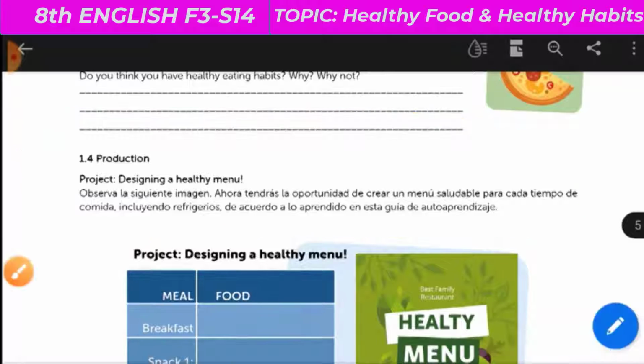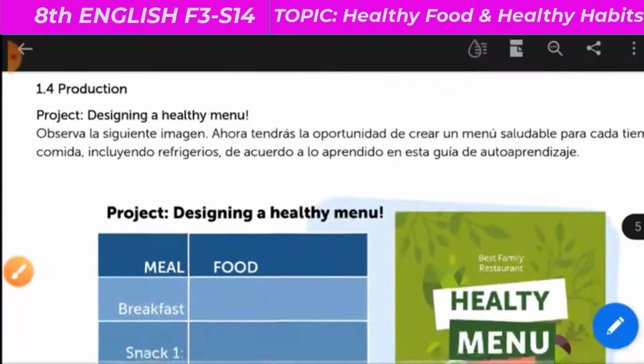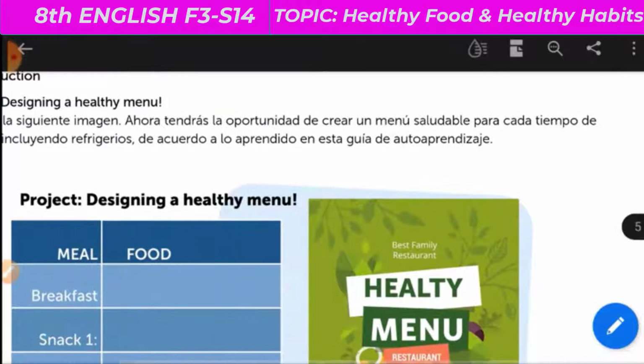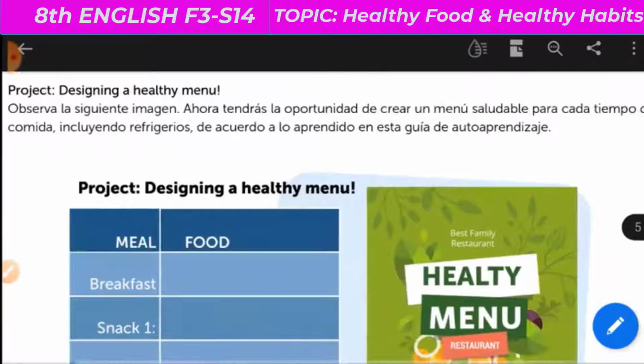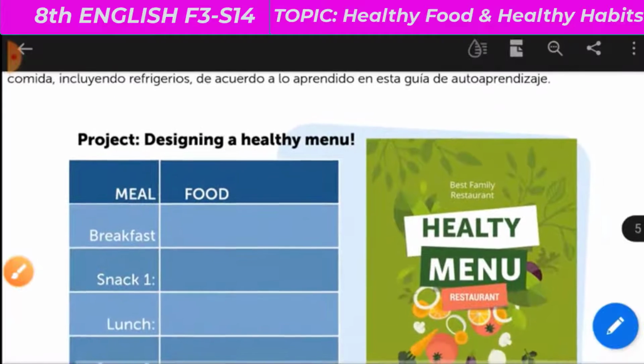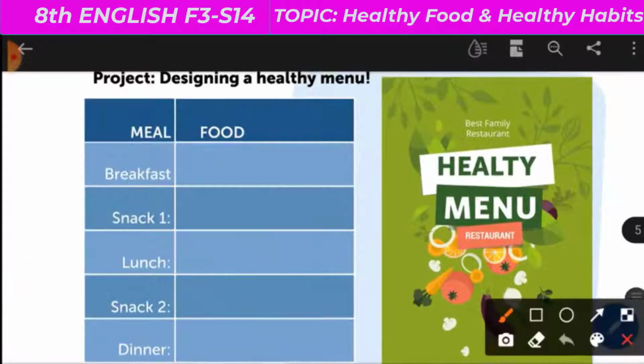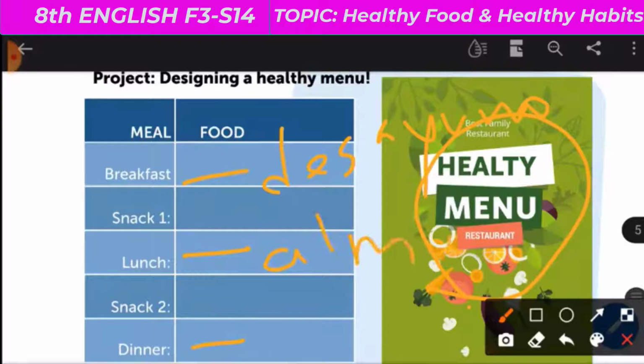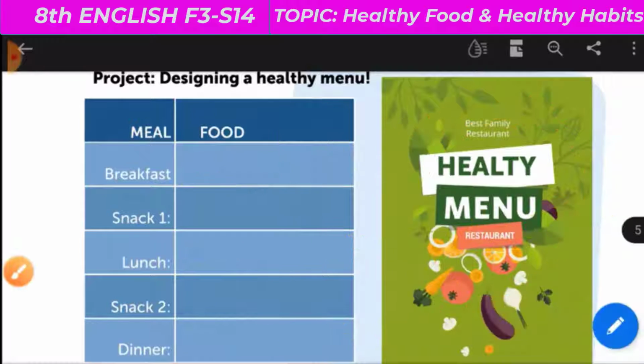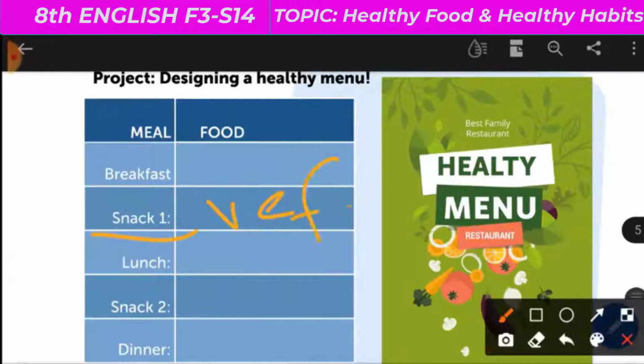Here. Observa la siguiente imagen. Ahora tendrás la oportunidad de crear un menú saludable para cada tiempo de comida, incluyendo refrigerios. Snack, refrigerio. De acuerdo a lo aprendido en esta guía de autoaprendizaje. Okay, so you have to write a healthy menu. Okay, un menú saludable. For breakfast, for lunch, for dinner, yes? For breakfast, you know that it's breakfast in Spanish, yes? Lunch in Spanish, yes? And dinner in Spanish, okay? And these ones are snacks, okay?